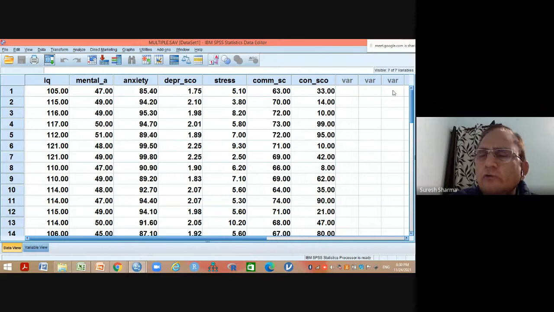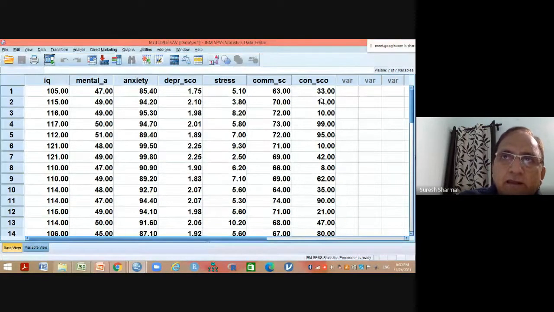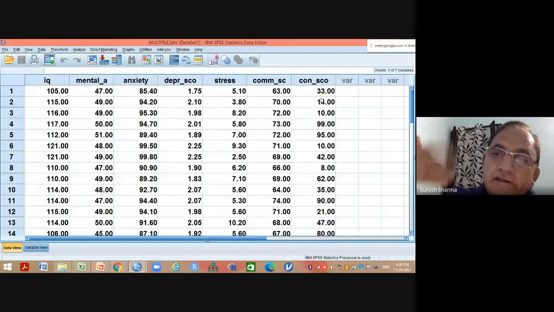Let me include three more. Suppose I include 3 more. Please remember, this is the difference between R square and adjusted R square. Whenever you include any independent variable, R square will go on increasing. Suppose R square by including these 6 is 0.988. When you include the 7th, 8th, 9th, it may go up to 0.998. R square will go on increasing if you increase the number of independent variables.